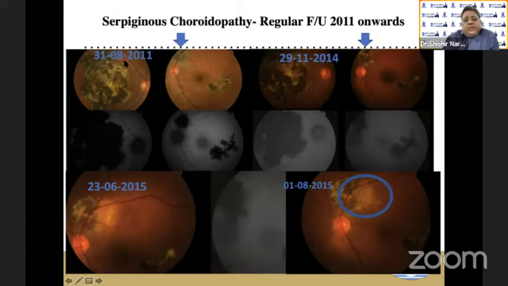So this patient presented in 2011. This was the lesion here. And at that time, we did not have an OCT-A. So you saw this lesion in 2011, and till 2014, this lesion remained stable. In 2015, they started to increase, and obviously one would think that this is a reactivation of the serpiginous-like choroiditis patch that is present there.